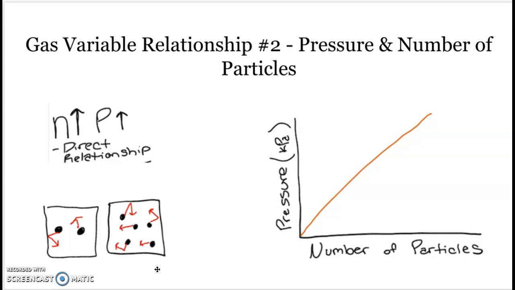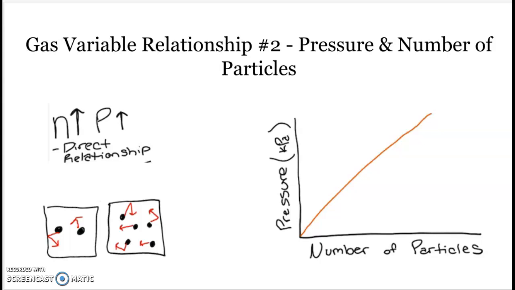Maybe there were initially 2 particles. Right here we're starting with 2 particles. And a little while later we add 3, and now there are 5. Let's think about the amount of collisions that there will be in the 2 boxes. More particles means more collisions, which means more pressure.